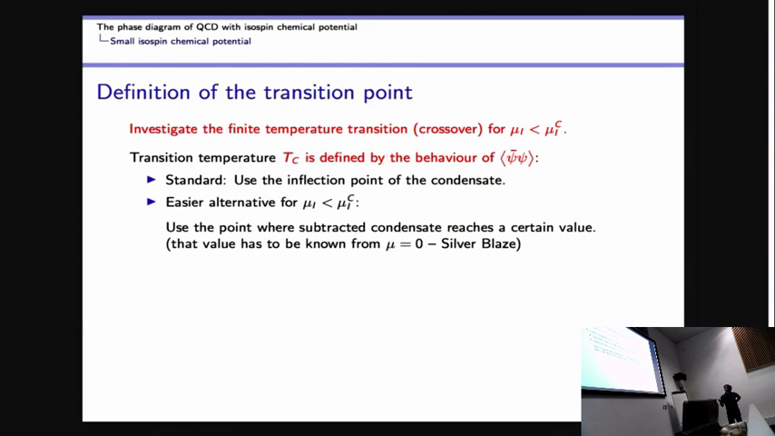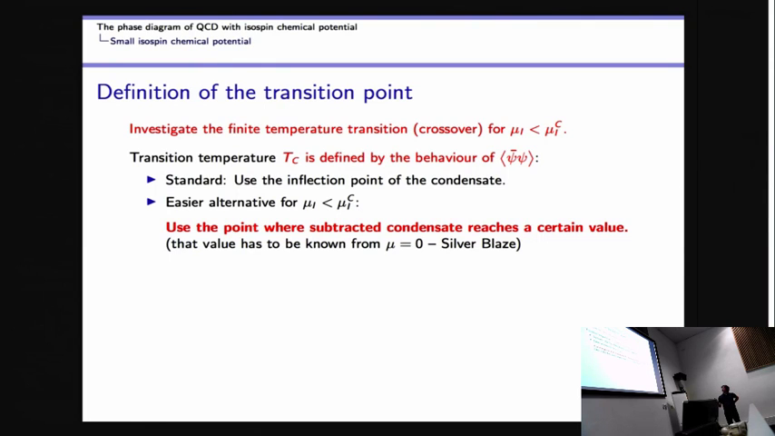Of course, we define Tc by the behavior of the chiral condensate. Usually one could, for example, use the inflection point. However, here we choose an easy alternative. We just use the point where the subtracted condensate reaches a certain value, and we can do that because here we are still in the Silver Blaze region.